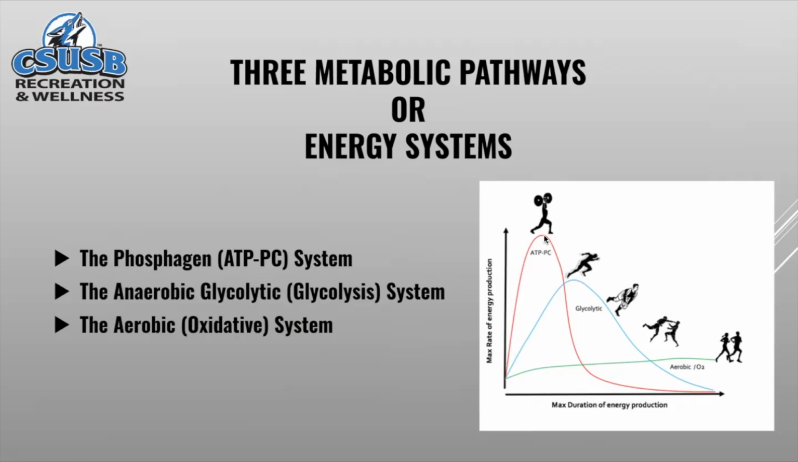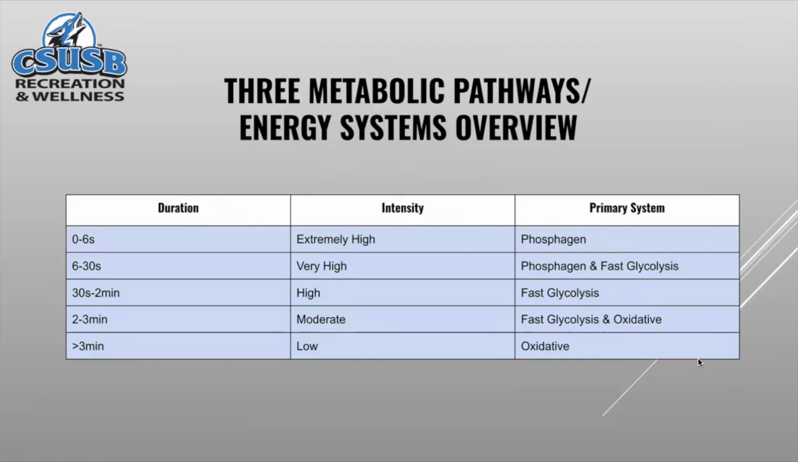This is looking at the rate of energy production. So for these intensities, we need energy quick. We don't need it as quick. And this is very slow rate of energy production. So again, like I said, for our energy systems, the main thing that dictates which one we're going to be using primarily is our intensity and duration.